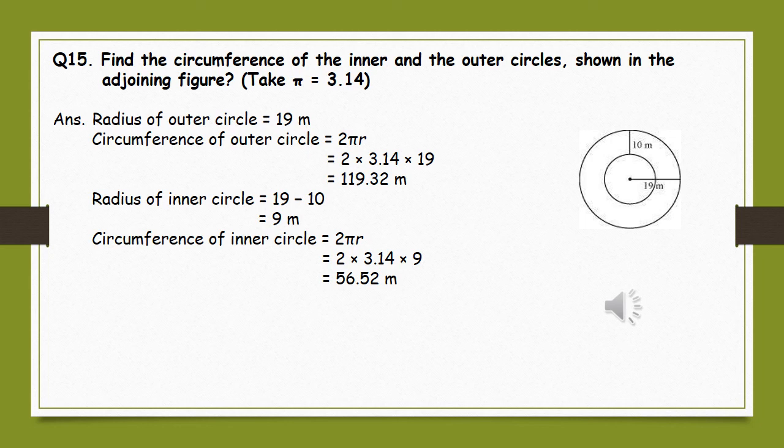The radius of the inner circle, if you see the diagram, we'll be getting 19 minus 10, that is 9 meter. So circumference of the inner circle should be 2 into pi into r, that is 2 into 3.14 into 9, that is 56.52 meter.